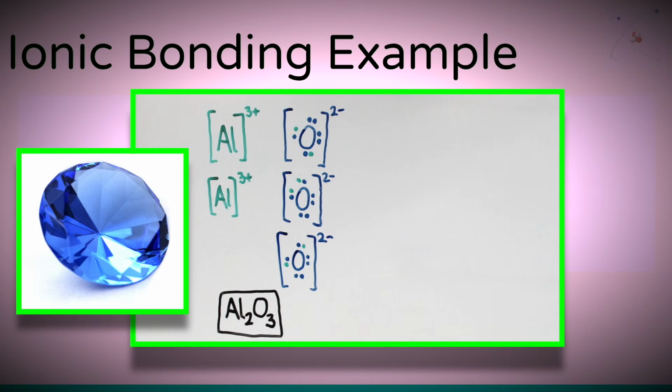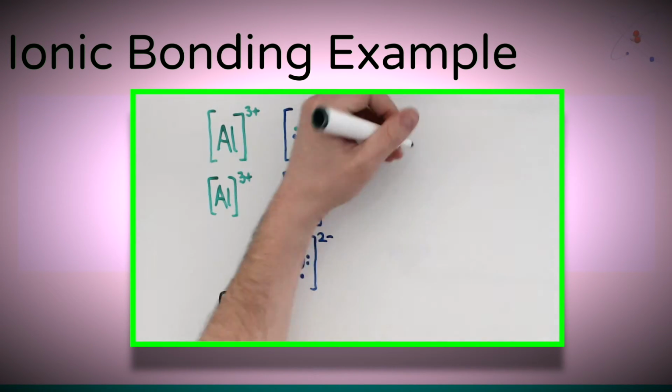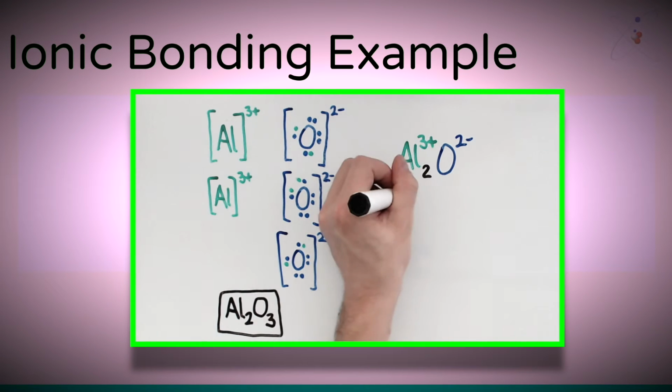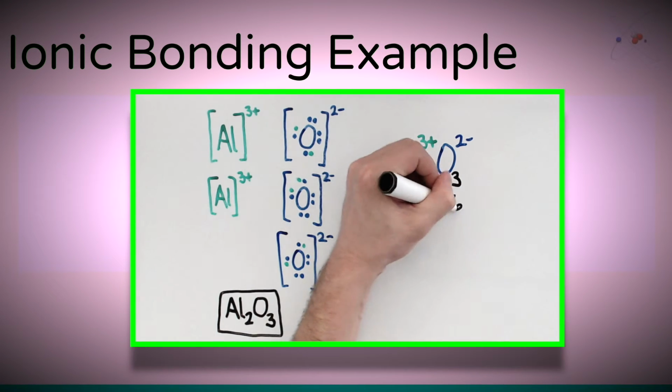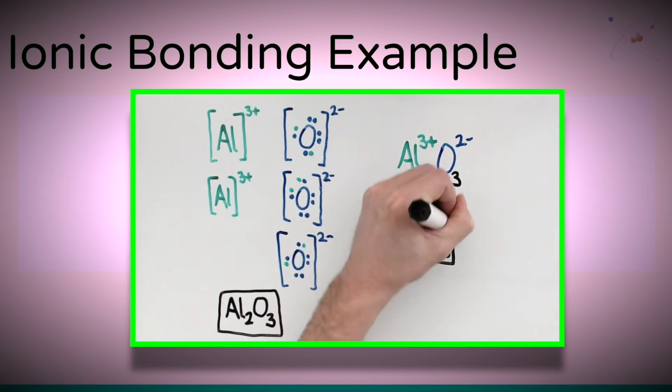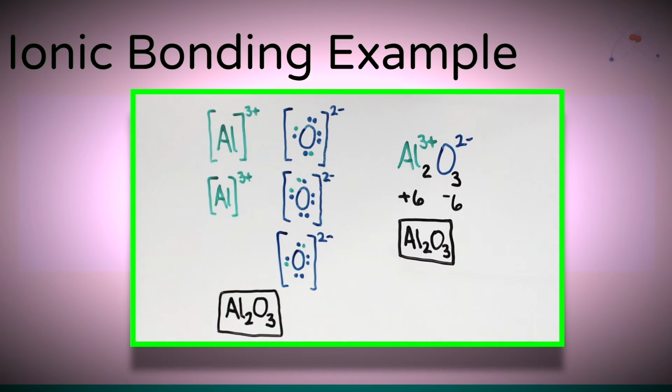Another way that you can look at how ions bond would be to look at their charges. In order for those charges to balance each other out, you would need 3 oxygen ions for every 2 aluminum ions. This would make the formula the same with that Al2O3.